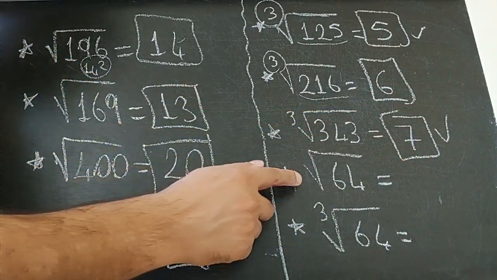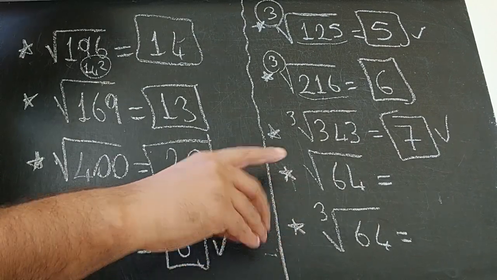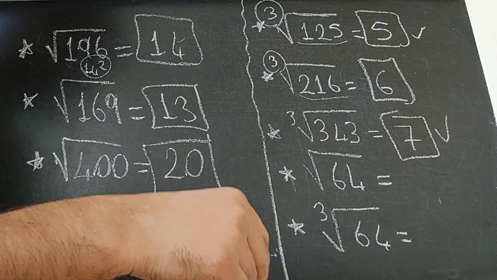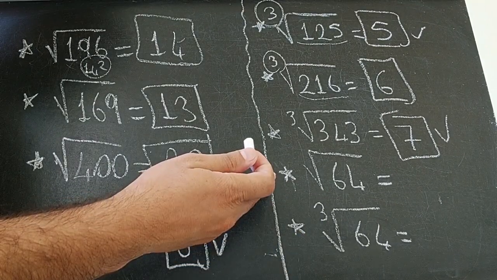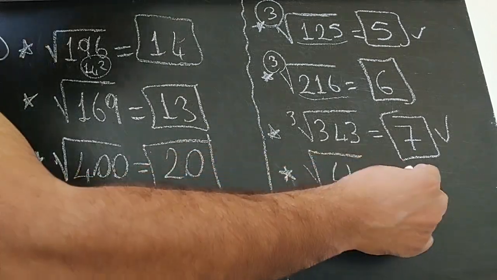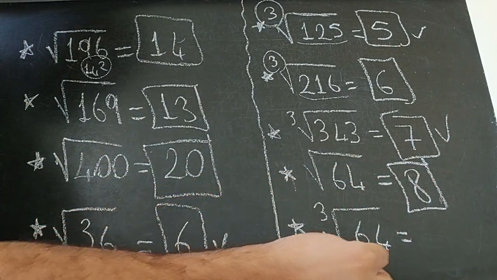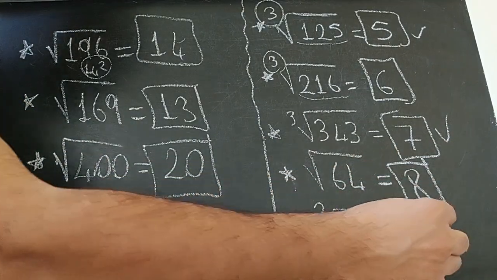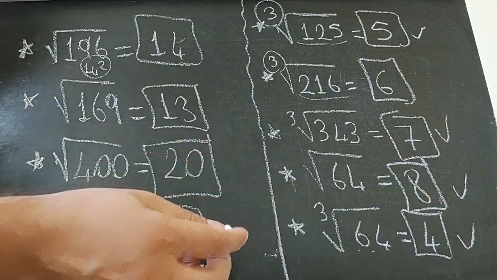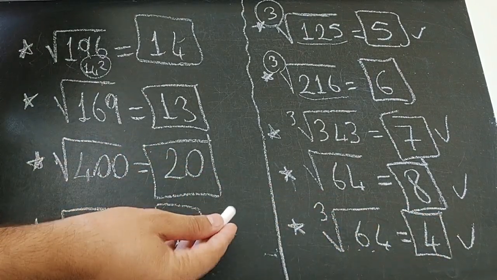And I want to show you those two numbers. Students are confusing those numbers. See, this one is square root of 64. This one is cube root of 64. So square root of 64: 64 is square of 8. It will come out as 8. But cube root of 64: 64 is cube of 4. It will come out as 4. Okay, be careful, please. Students are taking this one as 8 too. It's a common mistake.